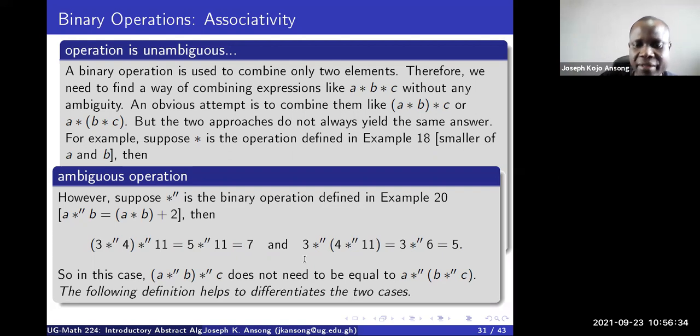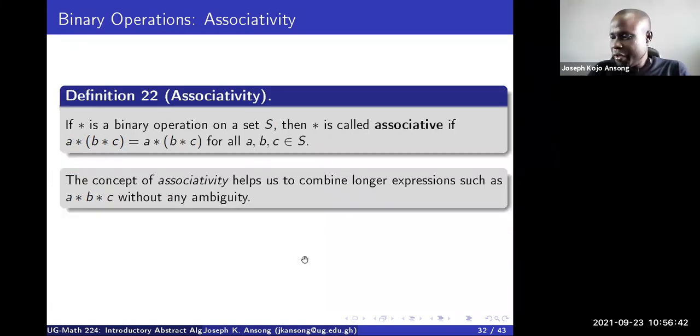So the following definition helps us to differentiate the two cases, whether it is associative or not. If a binary operation star on a set S is such that (A star B) star C is equal to A star (B star C), if this is equal for all A, B, C in S, then we say that the operation star is associative, okay? So that is important. And also note that A, B, and C do not have to be distinct, okay?